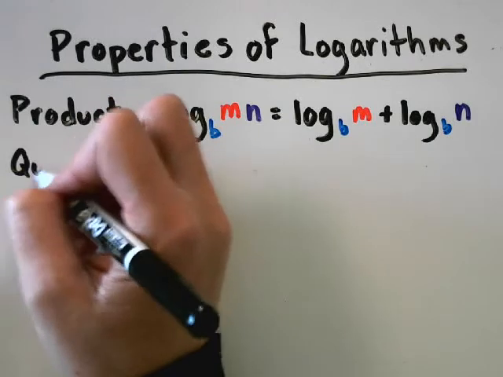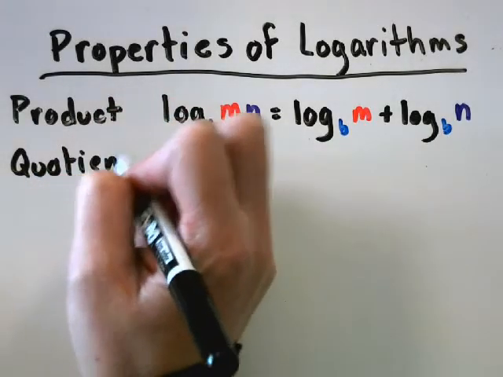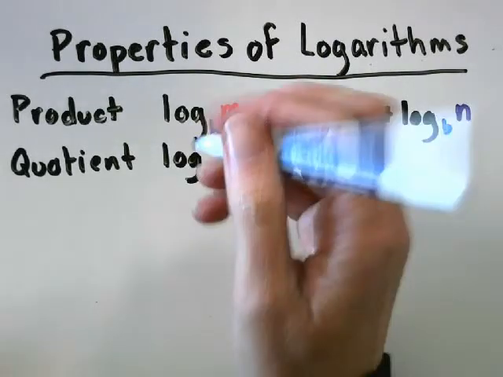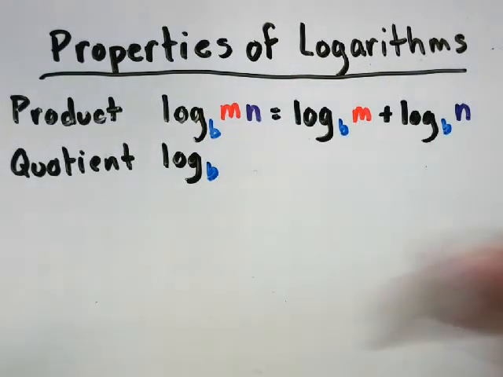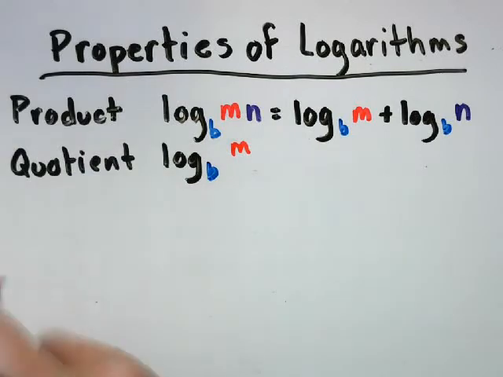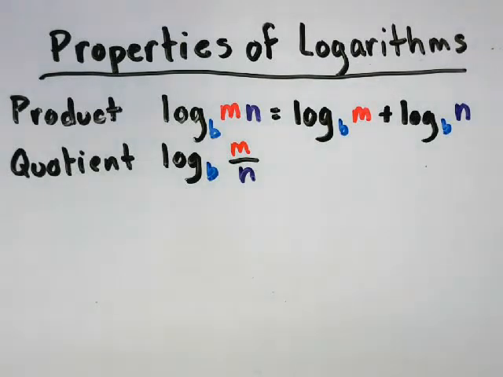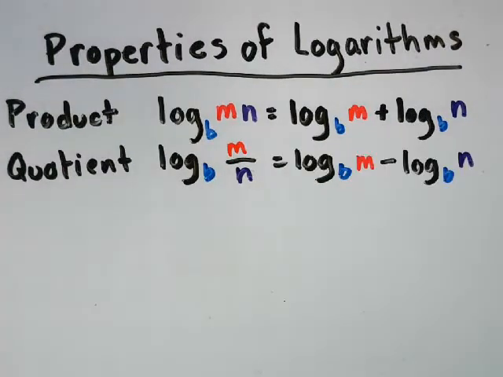Quotient's going to follow that. So if we have log base b of m over n, we're going to split that up with subtraction. So log base b of m over n is going to equal log base b of m minus log base b of n.